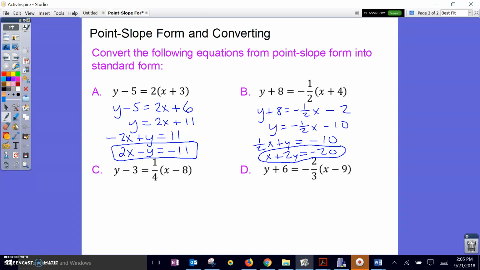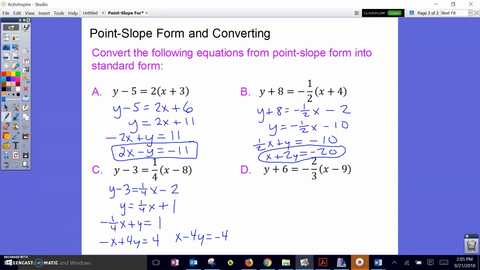Alright, follow the same process in C and D. In part C, we'll distribute the 1/4 through the parentheses. We'll get all of our numbers over on one side by adding 3 to both sides. We'll get our x's and y's on the same side by subtracting 1/4 of an x. We'll multiply everything by 4 to get rid of the fraction. And then we need to multiply everything by -1 to get it into standard form so that the x coefficient is positive.